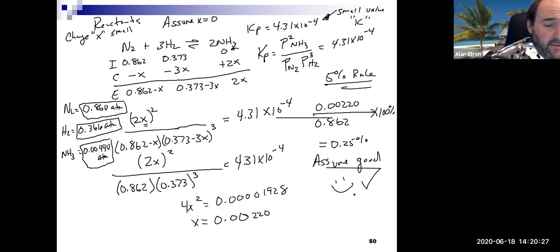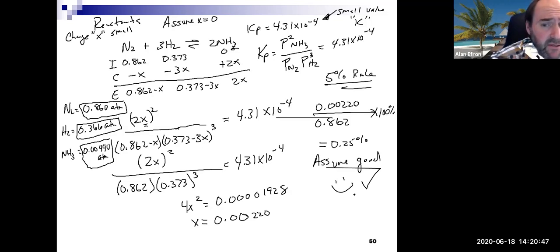Now, second to it, you can do the assumption, and a lot of times it can help you solve a problem a little quicker. If you're not comfortable doing it, or you don't want to do it, or you're afraid that if the assumption doesn't work, you have to go back and do it a different way.